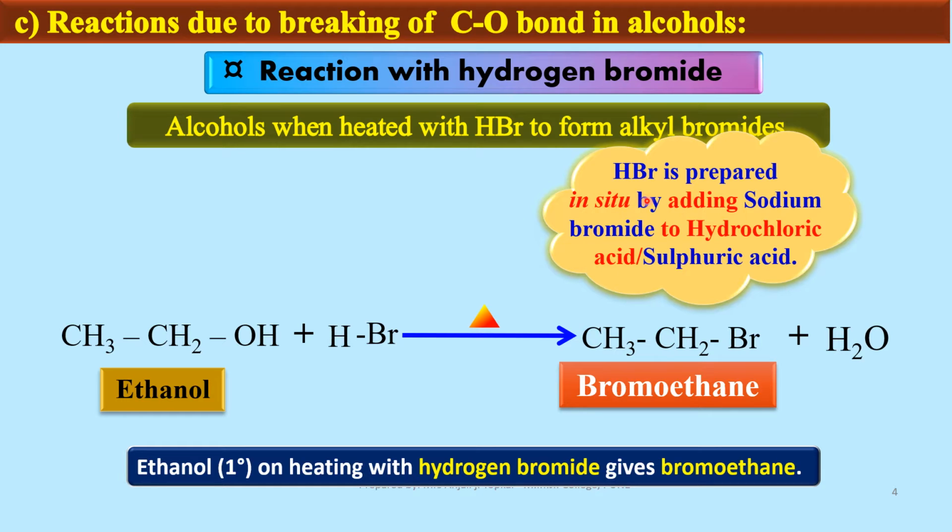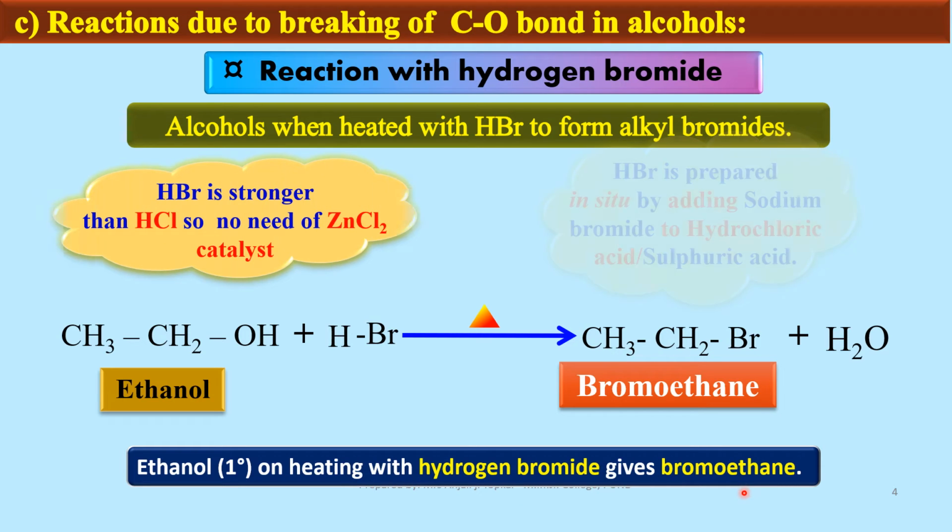HBr is prepared in situ by adding sodium bromide to hydrochloric acid or sulfuric acid. Ethanol on heating with hydrogen bromide gives bromoethane. HBr is stronger than HCl, so there is no need of ZnCl2 catalyst. In case of HI also, there is no need of catalyst.